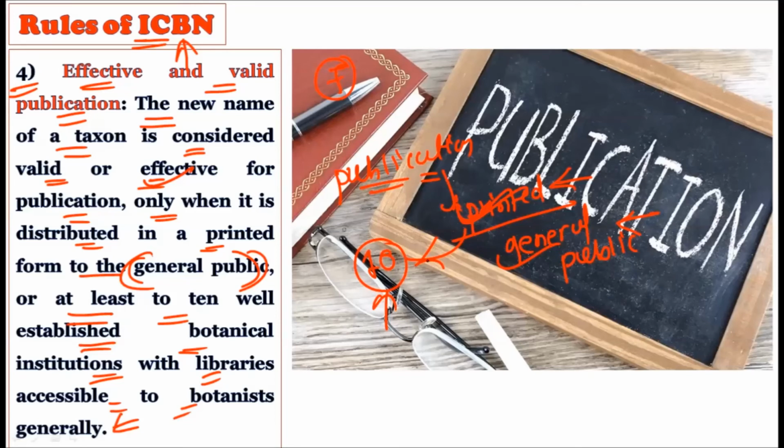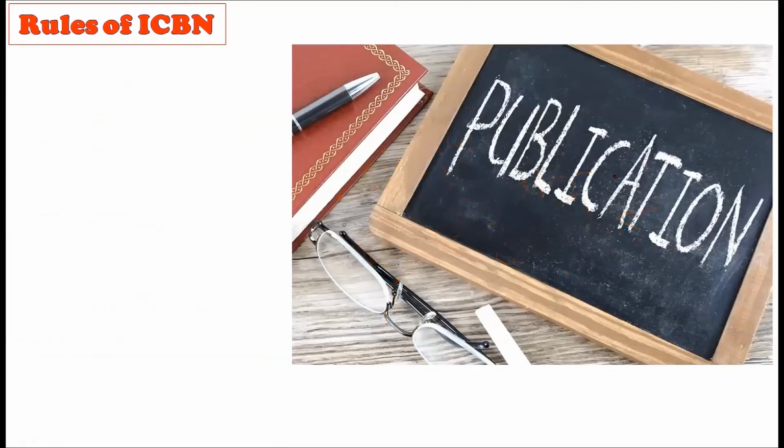So regarding effective or valid publication, what are the rules and regulations? The publication should be in printed form and available to the general public, or it should be available to 10 established botanical institutions with libraries, so that botanists can access it, right.